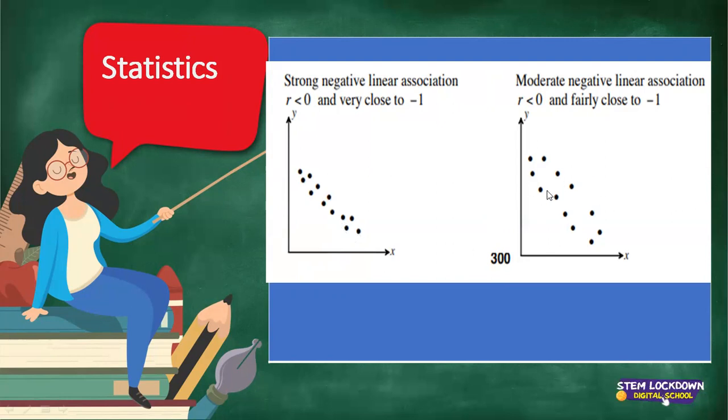Okay, and then the last one, a moderate negative relationship or association. So this here is still negative, as you can see, but it's not strong. There's no strong negative relationship between the y variable and the x variable. Okay, now let's see how this works in practice.